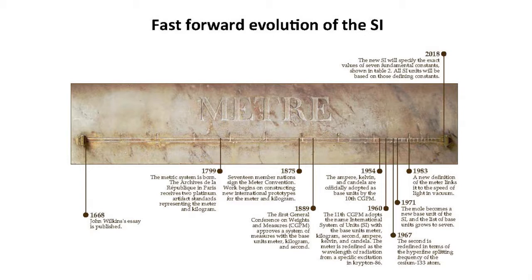In 1960, the official name SI, International System of Units, is adopted. Moreover, the meter is redefined in terms of an invariant of nature, and that's a particular wavelength of krypton 86. Fast forward to 1967, the second is now defined in so many oscillations of a cesium atom, a hyperfine transition. And in 71, the mole becomes the 7th base unit to help out the chemists and the chemical industry. 1983, the meter is once again redefined in terms of the speed of light, of velocity. And so here we are in 2018 about to revamp the whole SI.